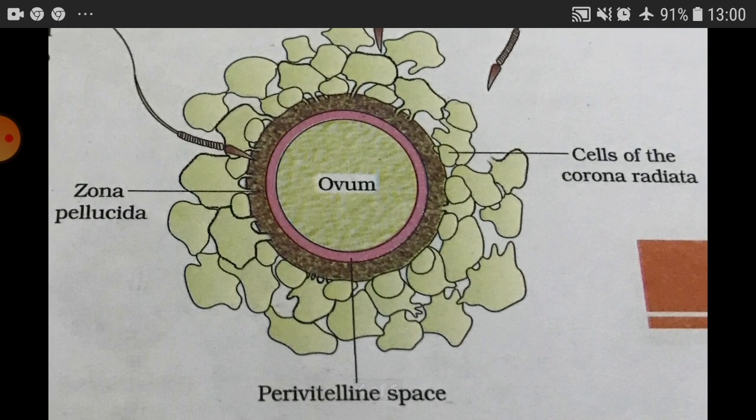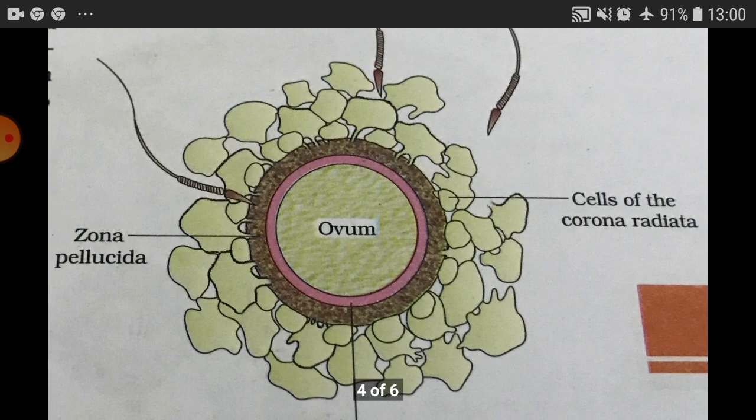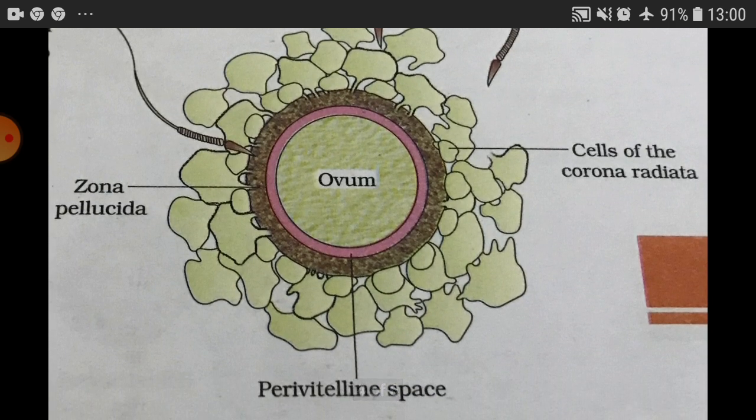The corona radiata, here are the cells of the corona radiata, then zona pellucida, the perivitelline space also you can see, and the ovum also you can see. Right, so both these diagrams are of the human ovum. Now the ovum, as you all see here on the screen, is a rounded non-motile cell. It is much larger than most of the body cells. Its size is around 0.1 mm, whereas the other body cells come under 0.01 mm.